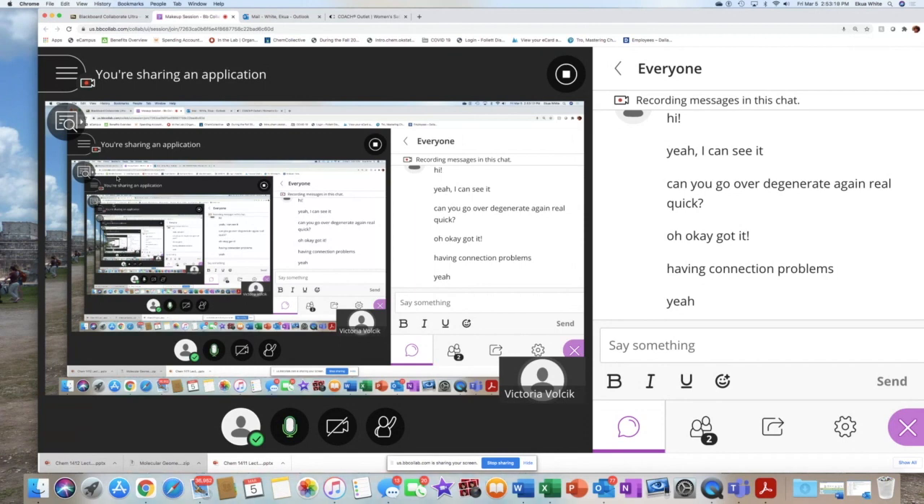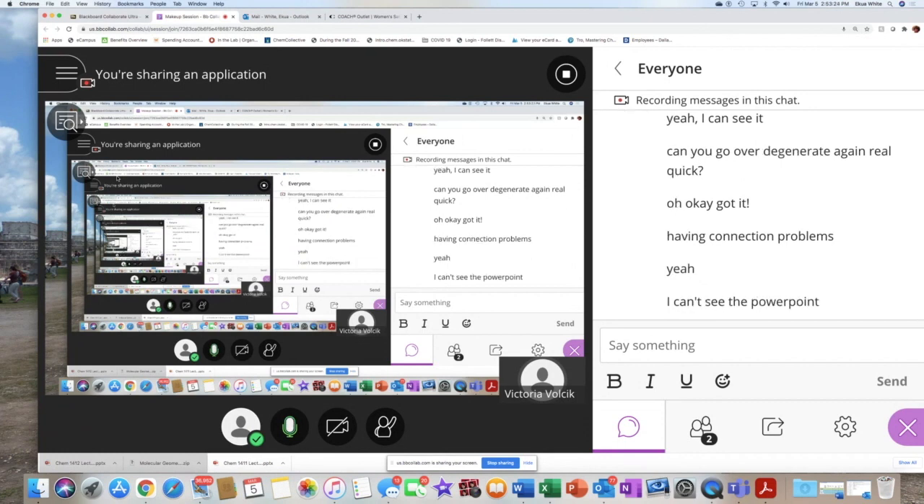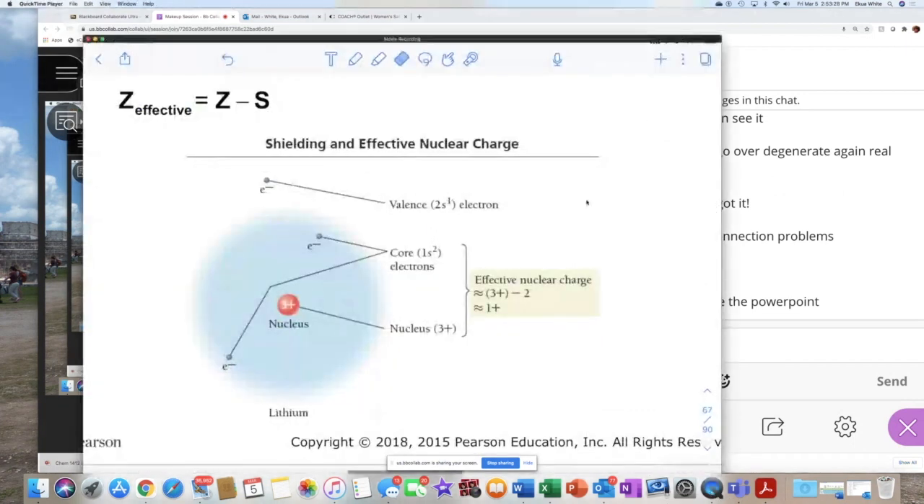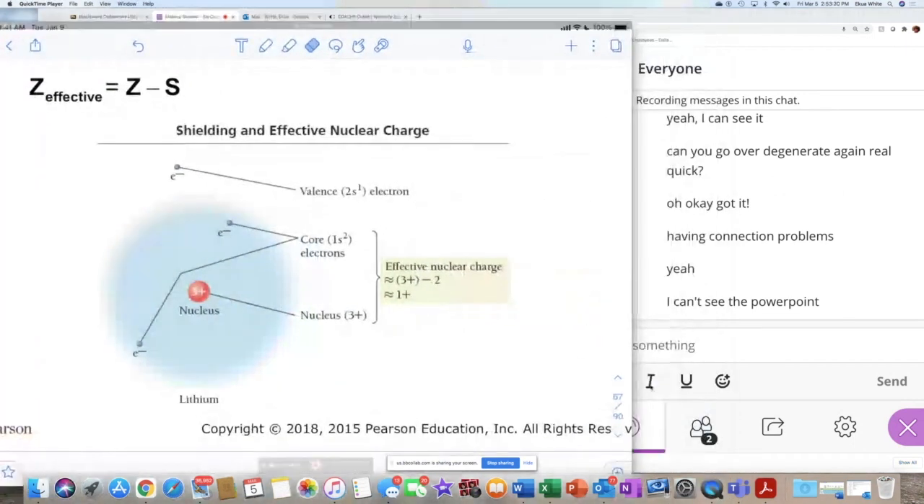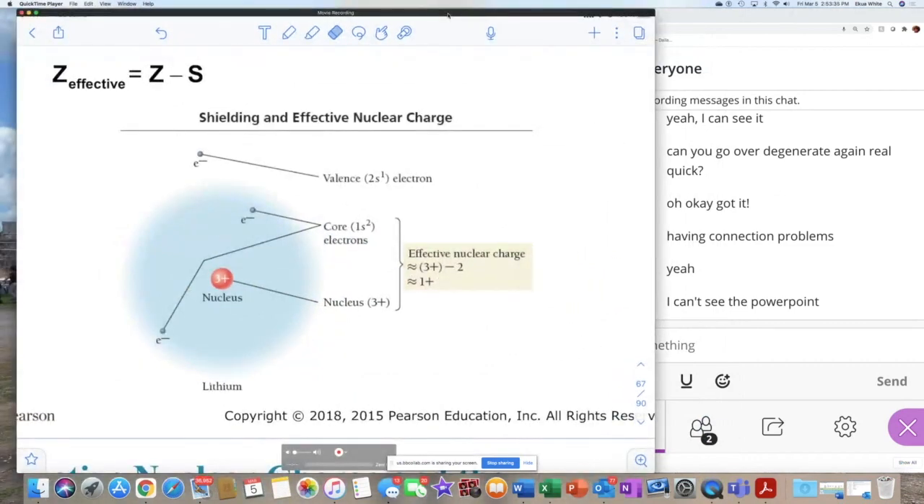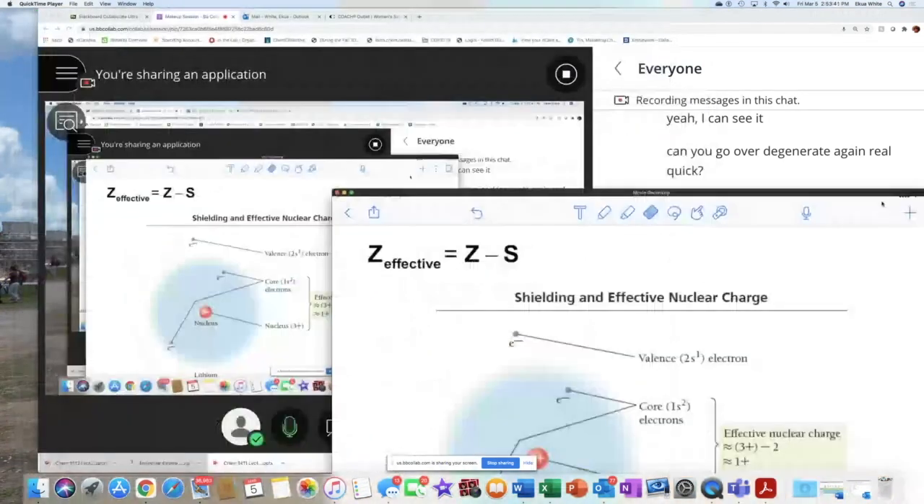If the effective nuclear charge matters and you have to actually figure that part out, then it's important for you to see. Can you see it now? Let me make sure it's being shared.